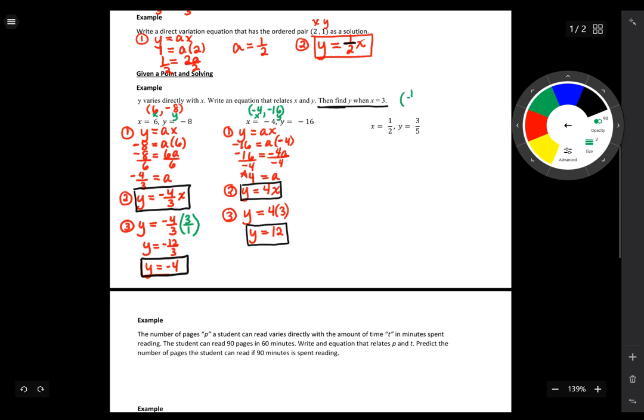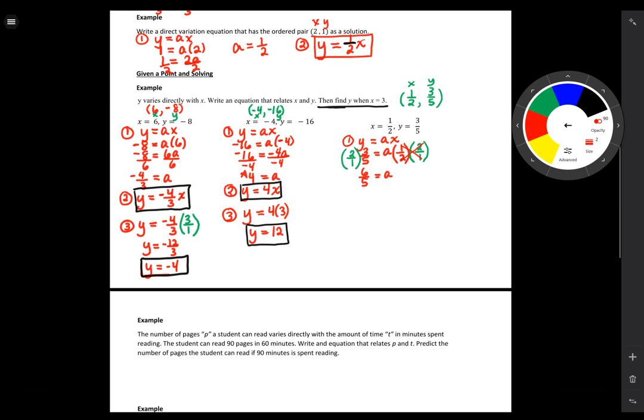So x is 1/2, y is 3/5. Okay, so step 1, y equals ax. Keep writing the equation over and over again and you'll know it. 3/5 is y, a is nothing, x is 1/2. So we want to multiply both sides by the reciprocal to get a by itself. Multiply this side by 2/1 and multiply that side by 2/1. So that'll give us 6/5 equals a because all that crosses out.